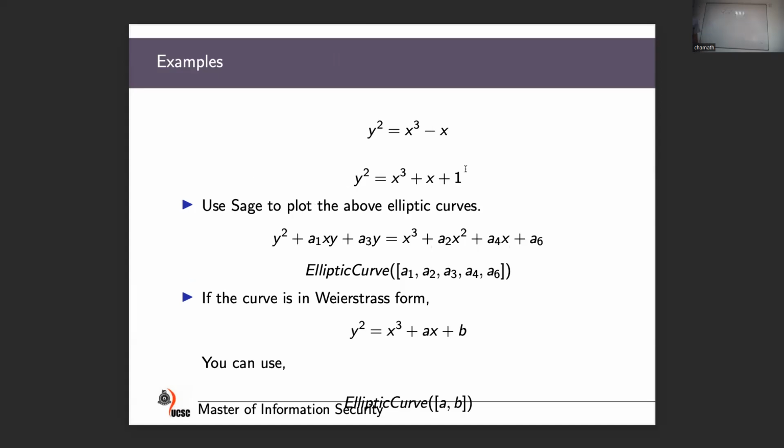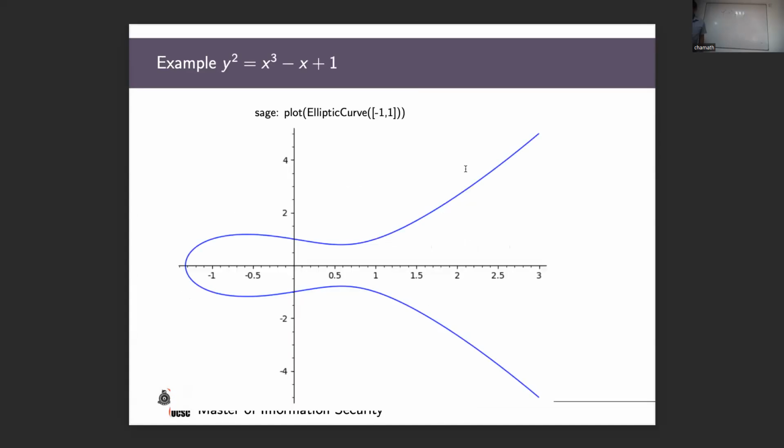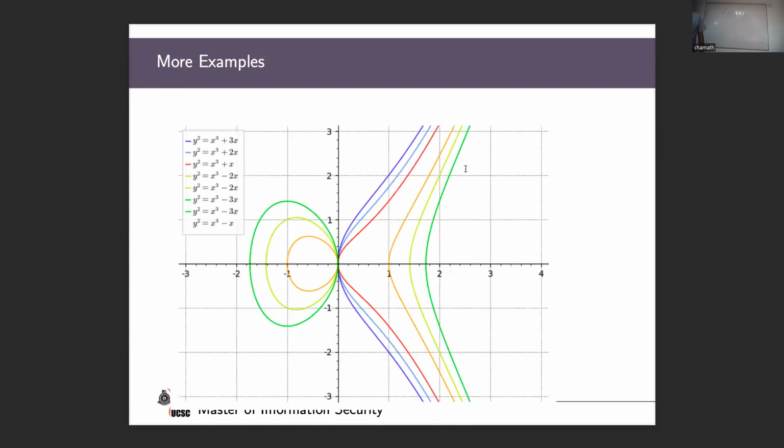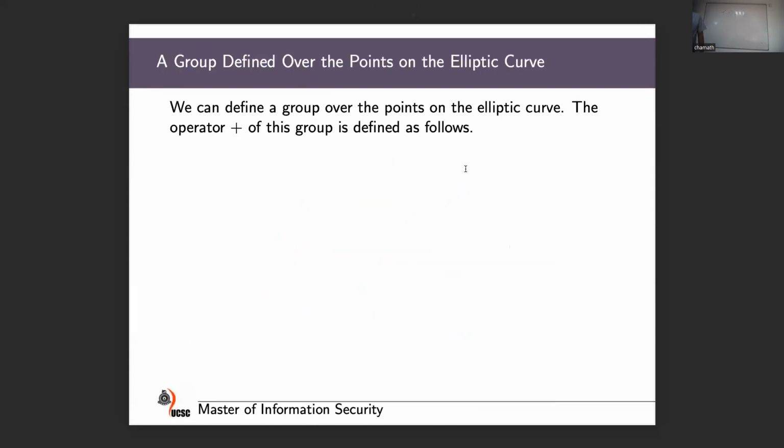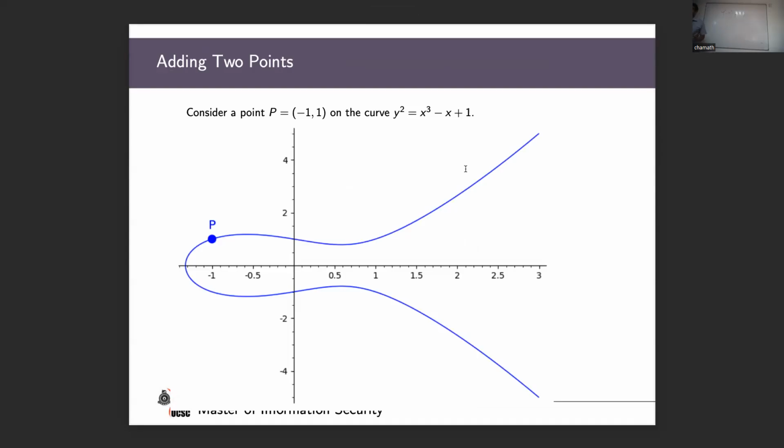So we can use some Sage math to draw the curve. We have to just give the parameters a and b. If it is in the longer form, then we have to give a1, a2, a3. Sorry, a0, a1, a2, a3, and a4. Right. Okay. The elliptic curve is something like this kind of curve, and there are many forms of that. We can define a group over the elliptic curve. So that's the important thing.